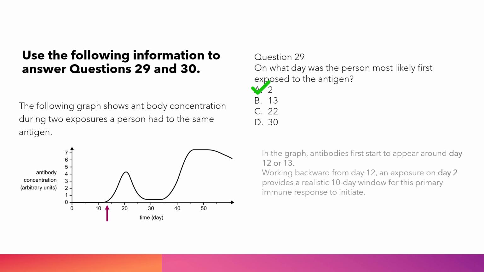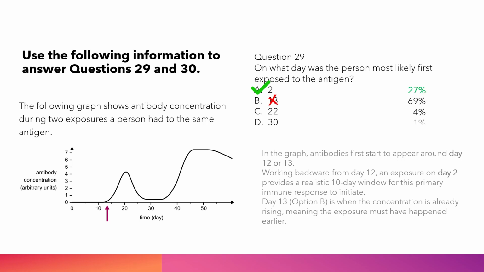Working backward from day 12, an exposure on day 2 provides a realistic 10-day window for this primary immune response to initiate. Day 13, option B, is when the concentration is already rising, meaning the exposure must have happened earlier.